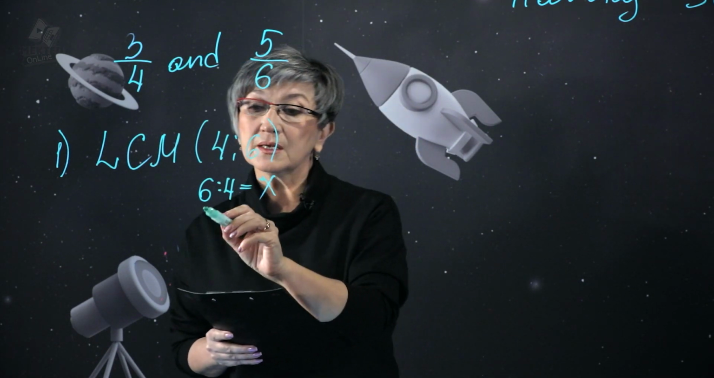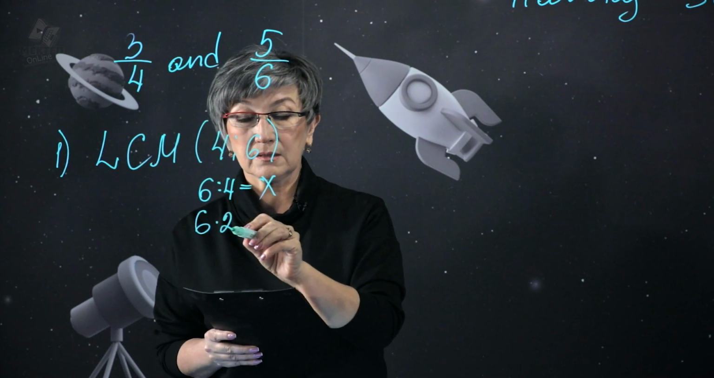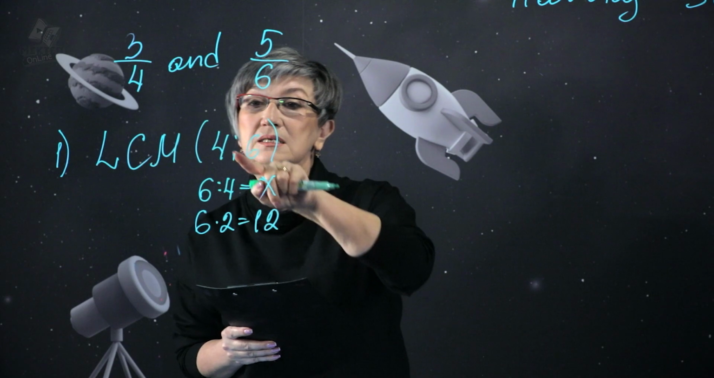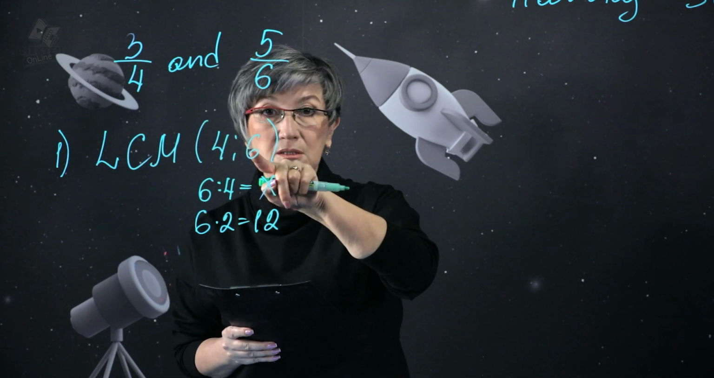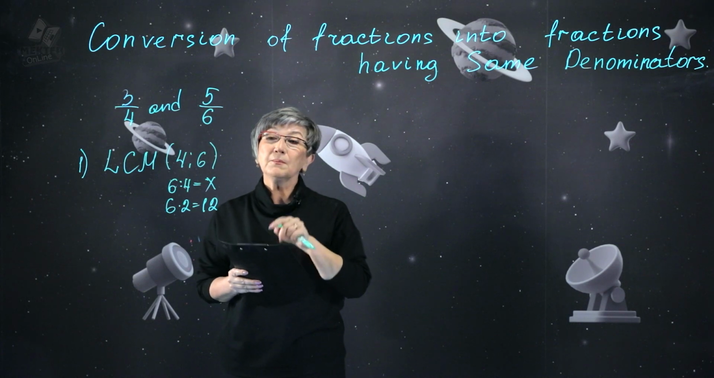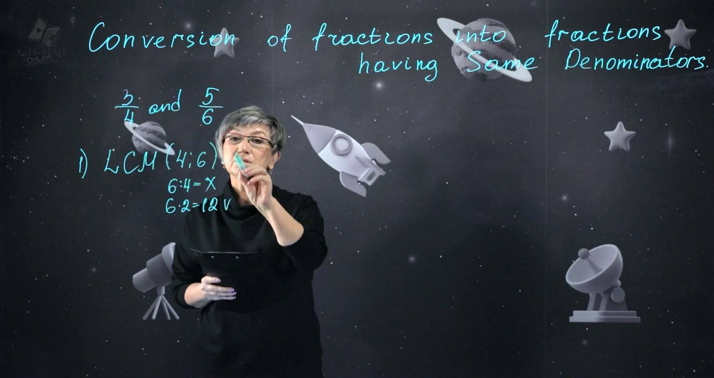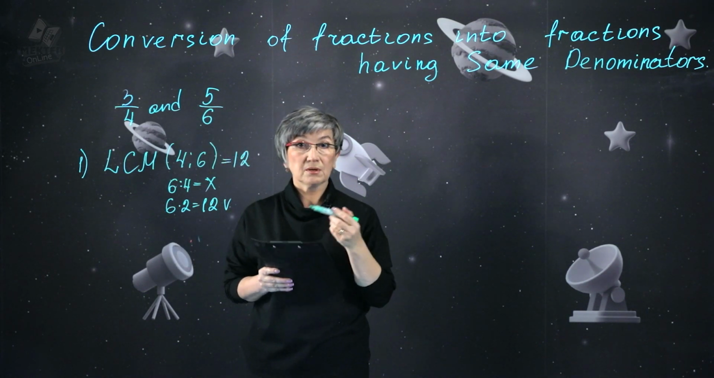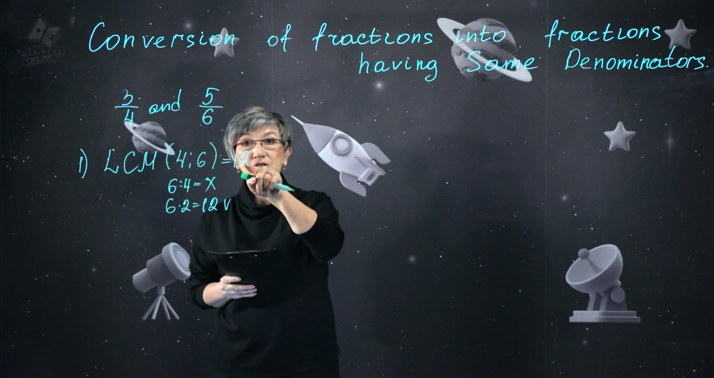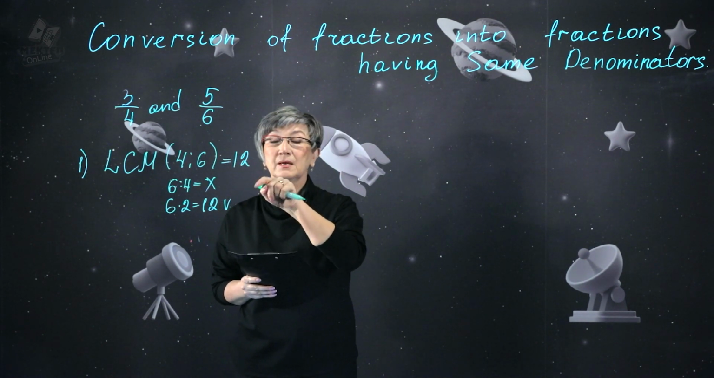Moving on, I multiply 6 by 2 to get 12, and I verify. Does 12 divide by 6? Yes, it divides. Does 12 divide evenly by 4? Yes, it divides. Therefore, 12 will be the least common multiple. And in our particular case, this is the least common denominator.